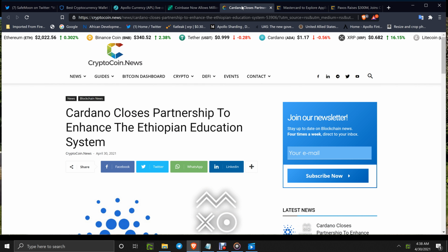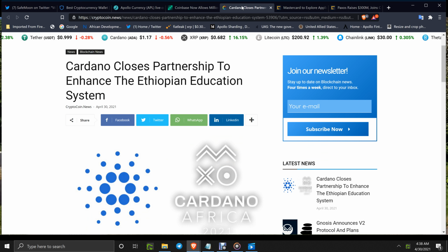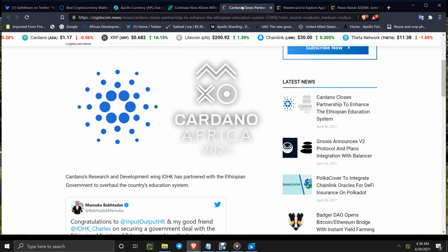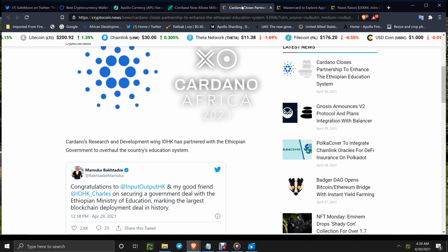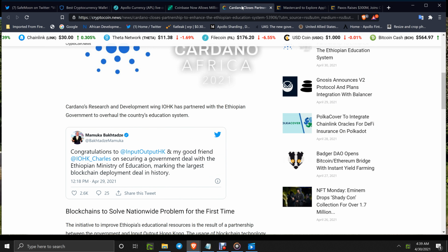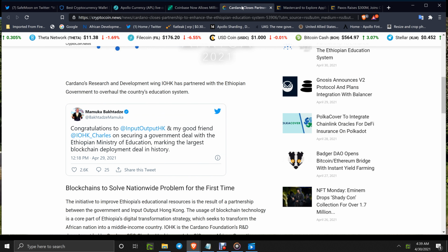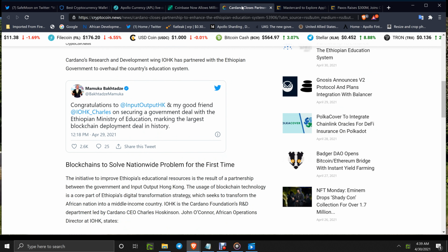Cardano closes partnership to enhance the Ethiopian education system. Congratulations to them. Africa is getting excited for a lot of coins. Everybody, there's a few of them, including Safemoon, Cardano, Apollo, that are working to do different things in Africa. And that's the ticket, doing different things in Africa. Sure, talking about doing the unbanked is the main one that everybody talks about. But you got to understand one thing.